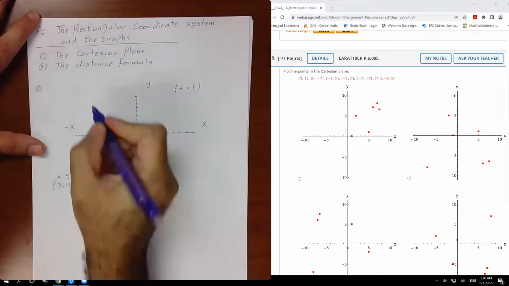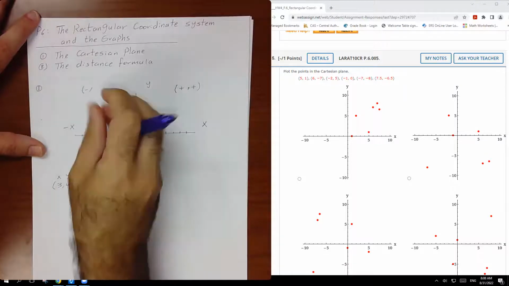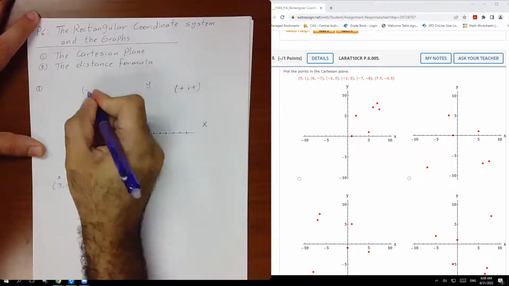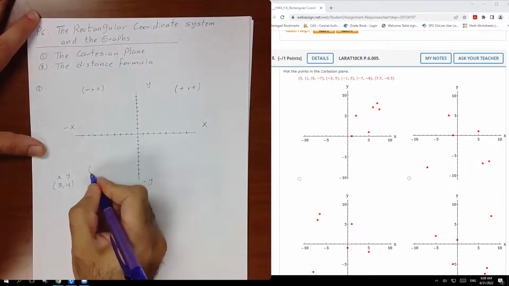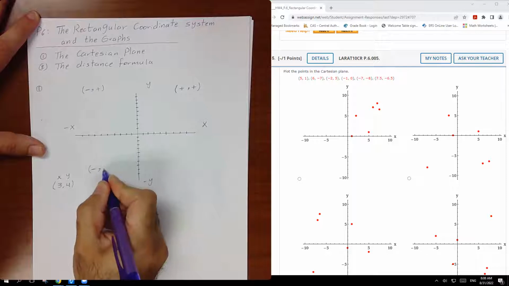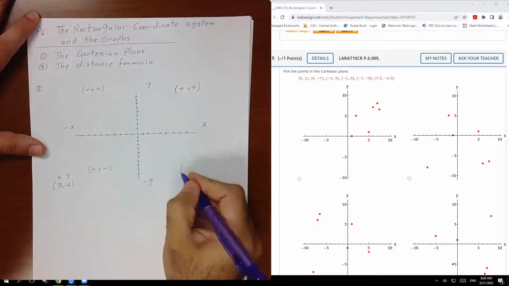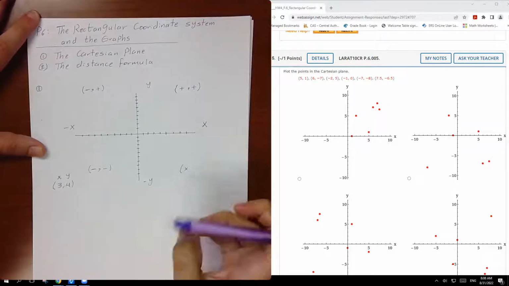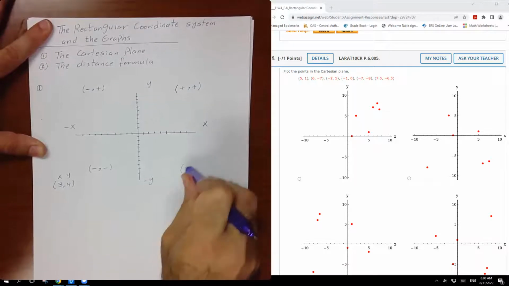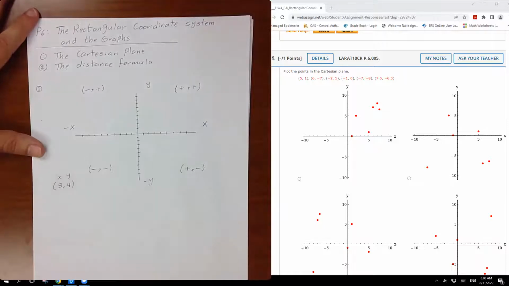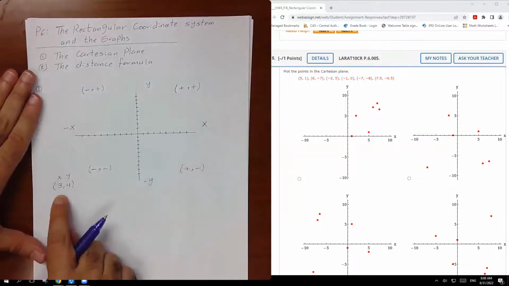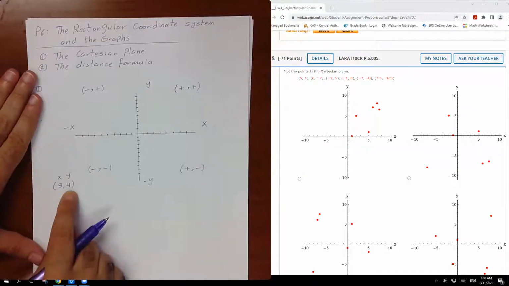On this side, X is negative and Y is positive. On this side, always X is negative, Y is negative. On this one, X is positive and Y is negative. So this is easier to figure out where the point is going to be located. So for example, X is 3 and Y is 4.